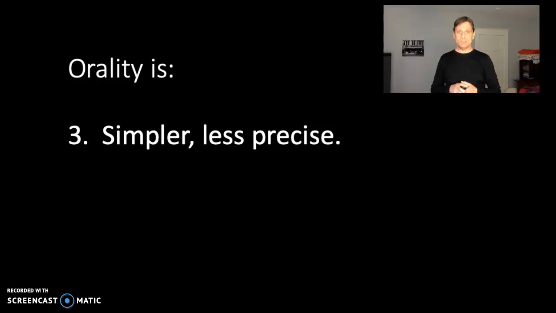So the third thing I want to cover about how orality is so different than literacy is it's much simpler. It's much less precise. The vocabulary we use in the spoken word is much, much, much more limited than the vocabulary we use in the written word. There are many words that we use in writing that we would never say out loud. They sound ridiculous out loud. Or there are words that we read that we comprehend just fine when we see them on the written page, but we would never use them ourselves when we're speaking. And so because we have a much bigger vocabulary in literacy, it can be a lot more precise.